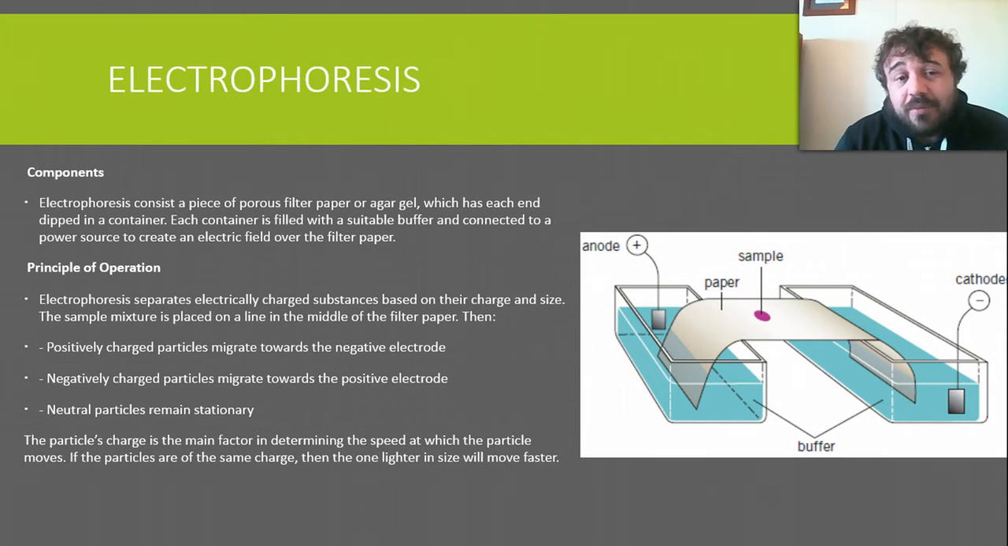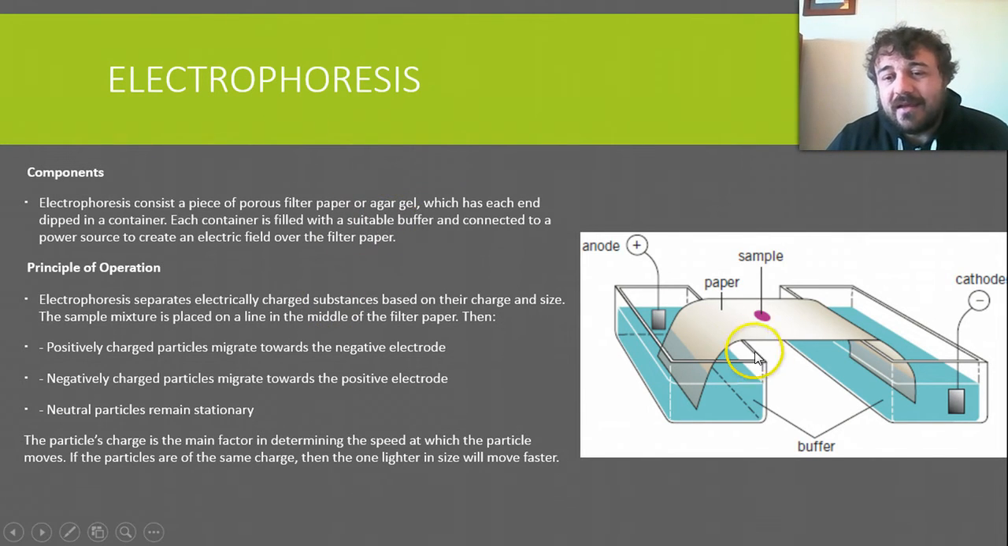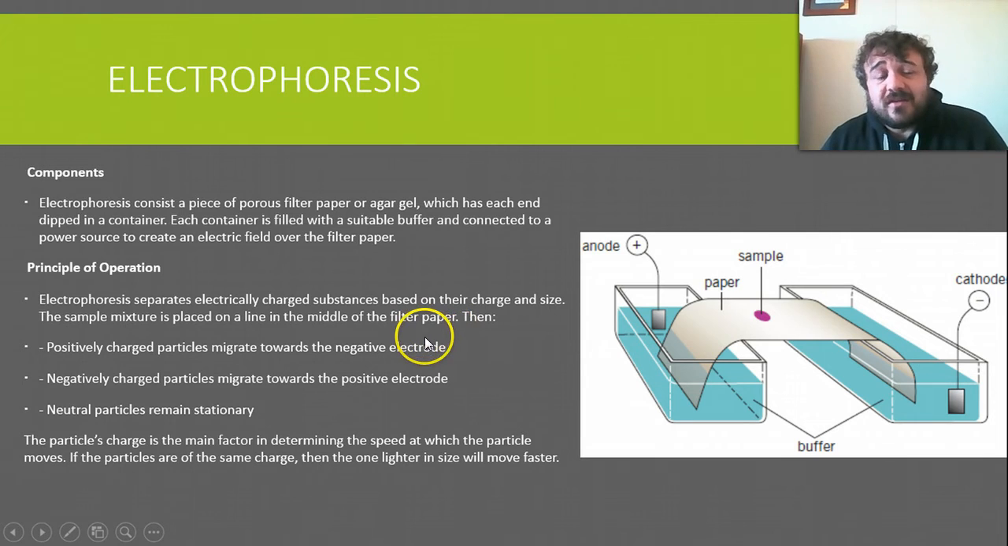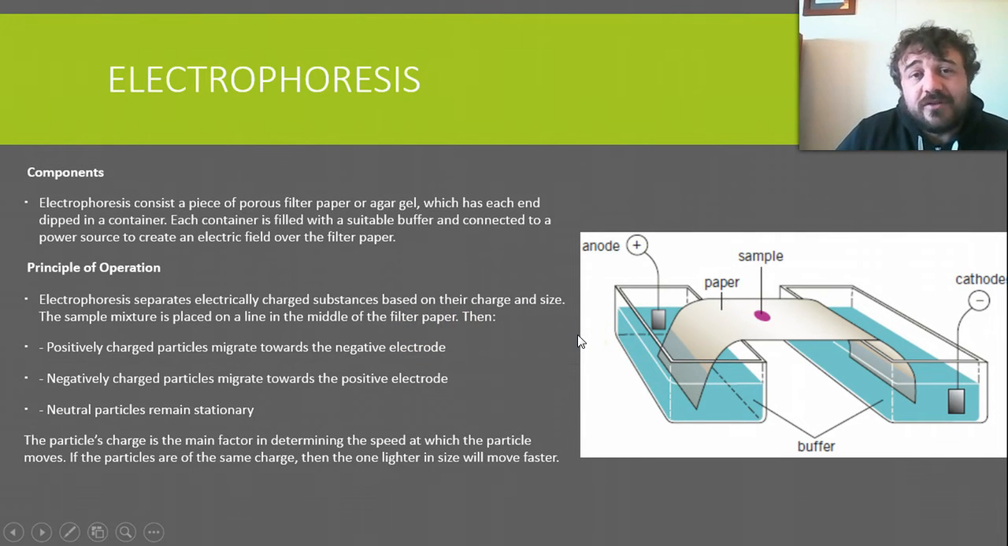Again, we're using porous paper or agarose gel, and we put each end in a buffer with a cathode and an anode. It's connected to a high voltage power source. So for those of you doing physics, you can actually use a Van de Graaff. This is one of the things a Van de Graaff generator is for. You could use a Van de Graaff generator to power this system here.